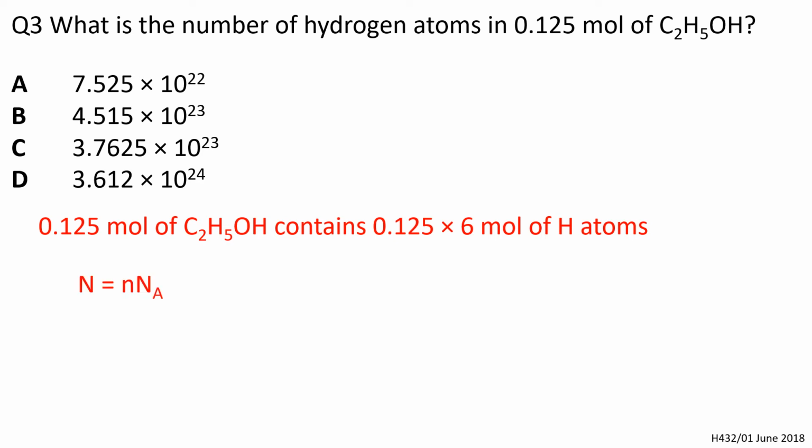So the number of atoms of hydrogen is going to be equal to the number of moles of the ethanol multiplied by 6, because that's the amount of atoms of hydrogen, multiplied by Avogadro's number. And again, I got that from the data sheet, 6.02 times 10 to the 23. It will be given to you in the question if it was AQA.